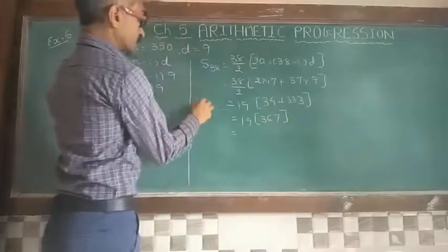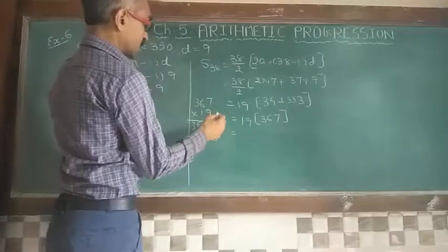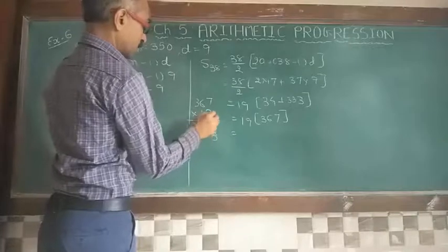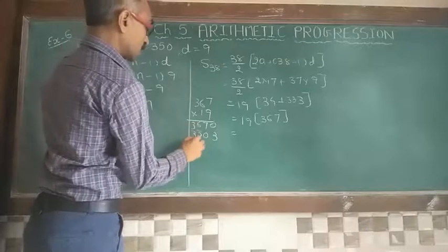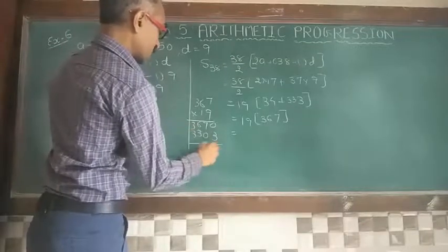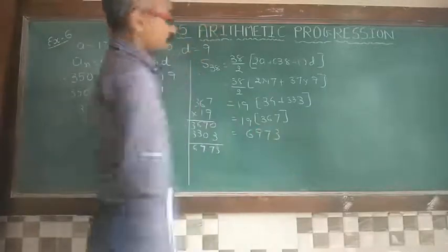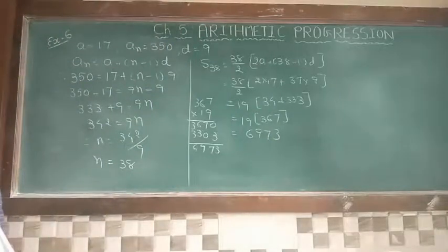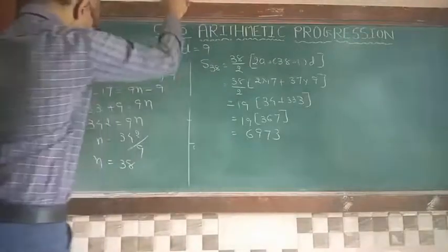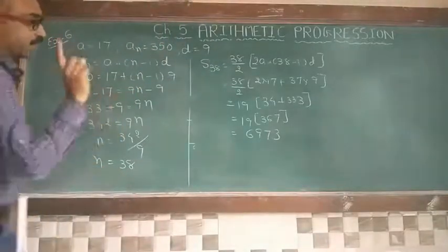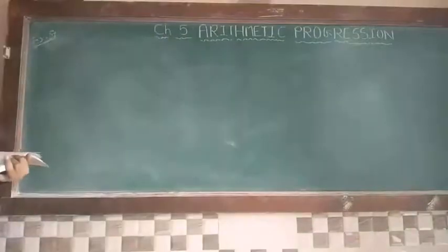So your answer is 367 into 19. 9 7s are 63. So it is your 6973. So the sum of the 38 terms is 6973. This is your answer. So total number of terms is 38 and the sum of 38 terms is 6973. Okay. So your example number 9.